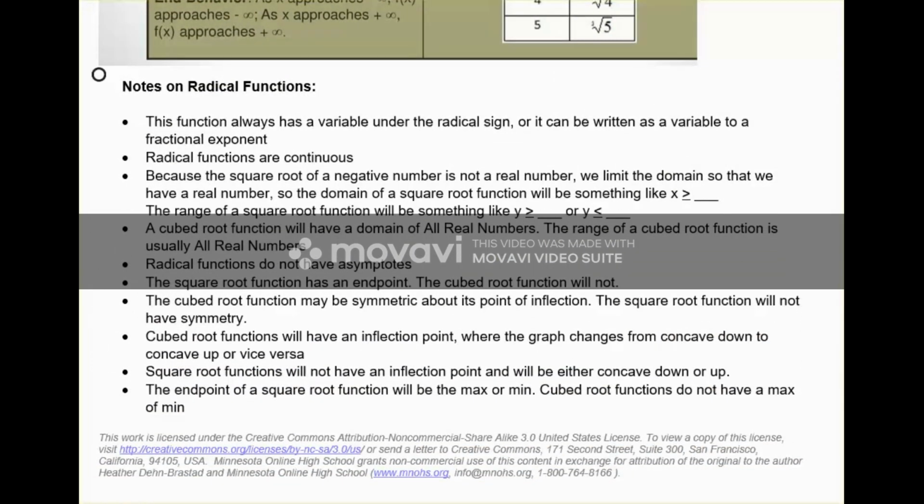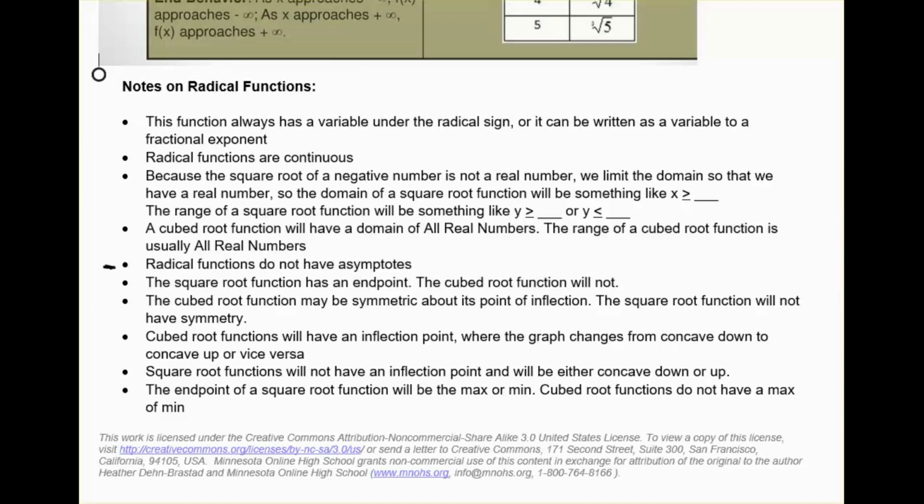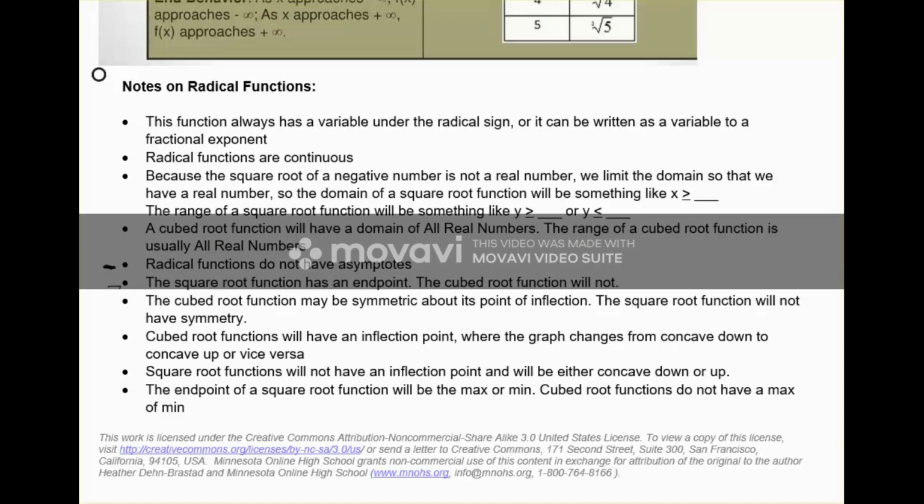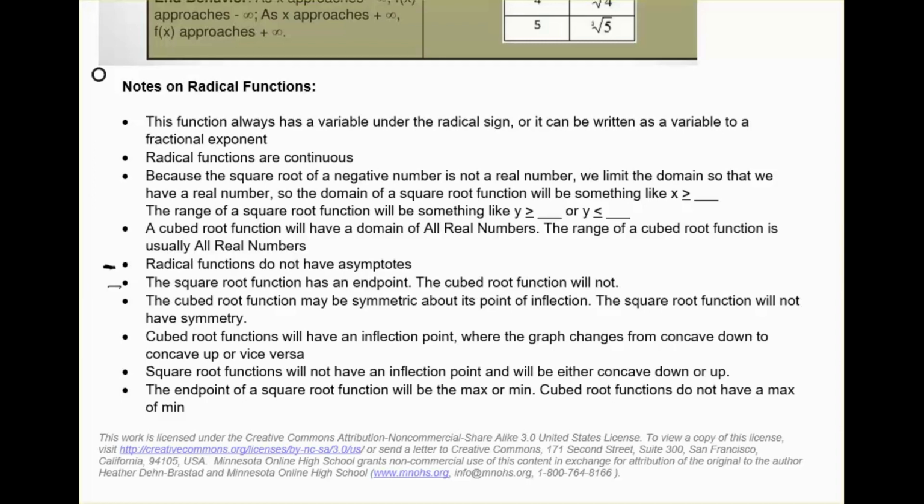Here's some more notes. A lot of these we've already talked about. The radical functions do not have asymptotes. Neither the cube root or the square root one will. Remember that the square root function has an endpoint, so the end behavior on a square root function will be different than a cube root function. And the cube root function may be symmetric about its point of inflection, but the square root function will not have symmetry.